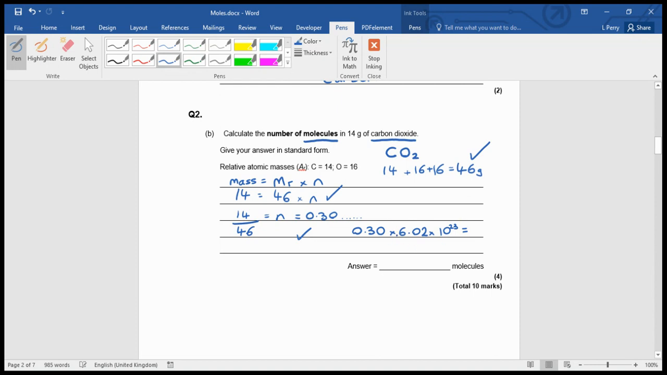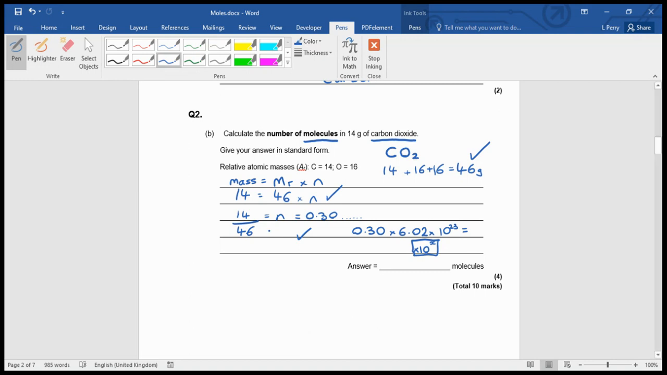Now, I am going to have to type a number that's standard form into my calculator. So I'm going to type in 0.30 times 6.02. Then I'm going to use the standard form button. The standard form button's at the bottom next to answer, and it just looks like times 10 to the x, and that's the button I'm going to press for the standard form button. So press the standard form button and then 23 for the power.